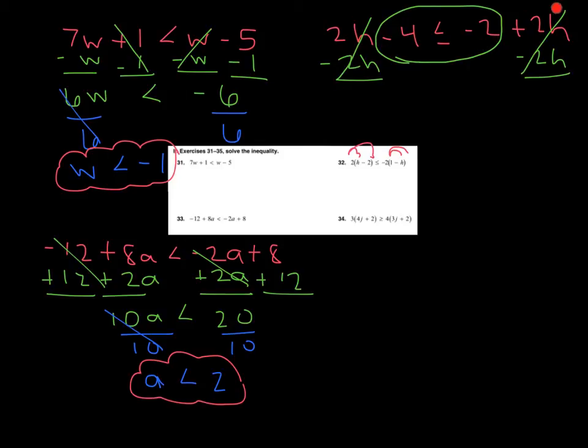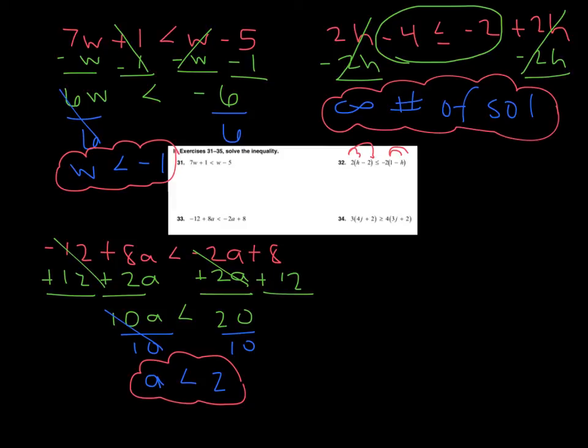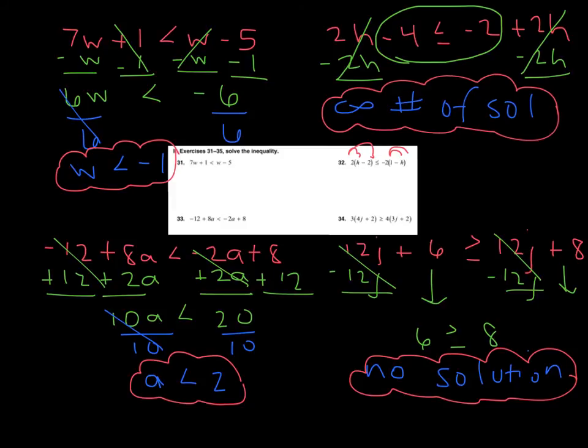So when your variables cancel, you want to look at the numbers and determine whether or not the inequality is still true. So is negative 4 less than or equal to negative 2? And the answer is yes. If the answer is yes, then you know that you have an infinite number of solutions. Okay? So on this particular problem, I have an infinite number of solutions, and that would be my answer. Alright, why don't you pause and see if you can do 34.